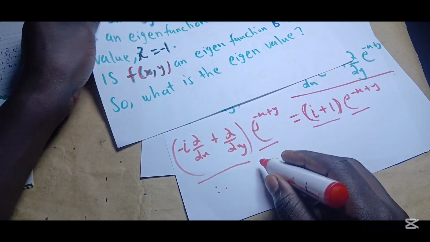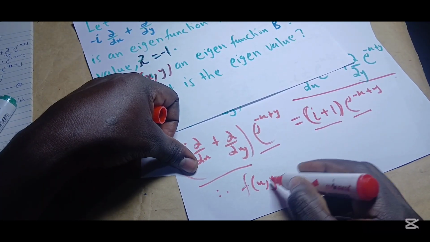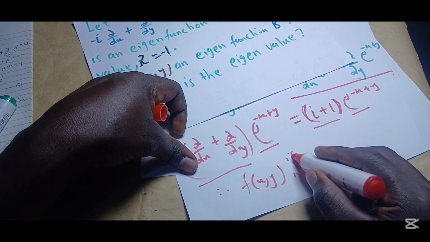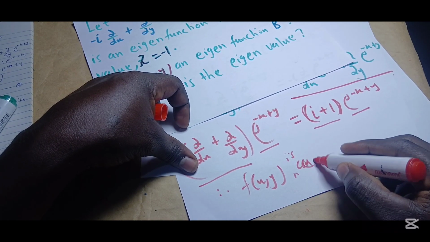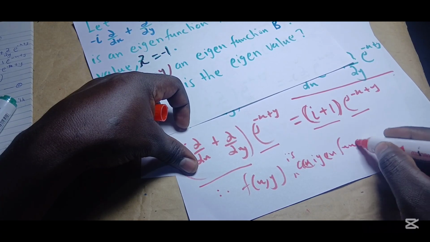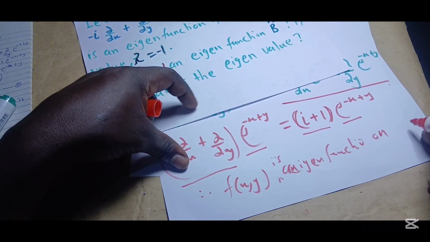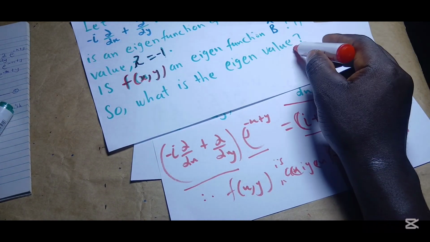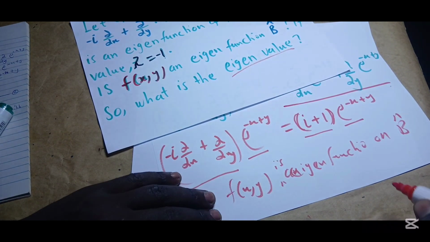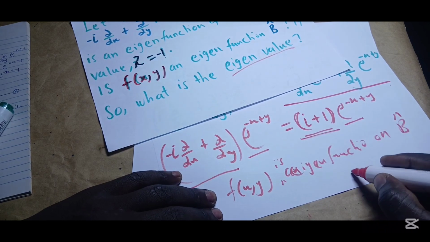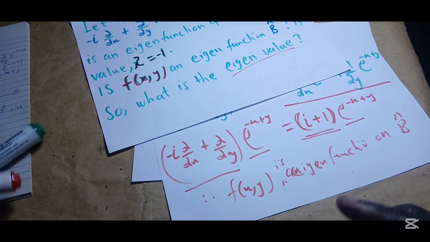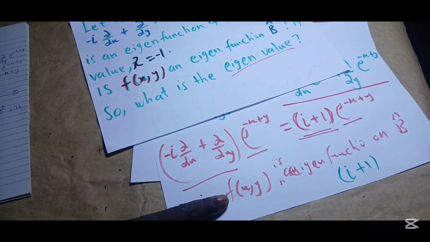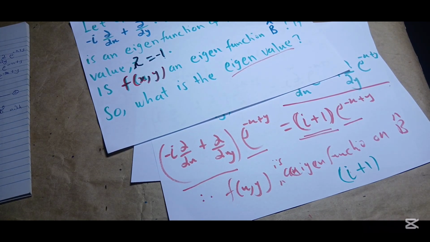Therefore, f of x and y is an eigenfunction on operator B with an eigenvalue, because we're asked to also state the eigenvalue, which is this here, an eigenvalue of i plus 1. So that is it for this question.